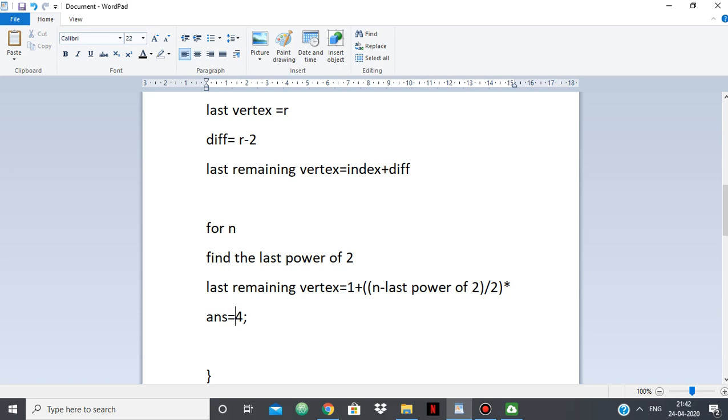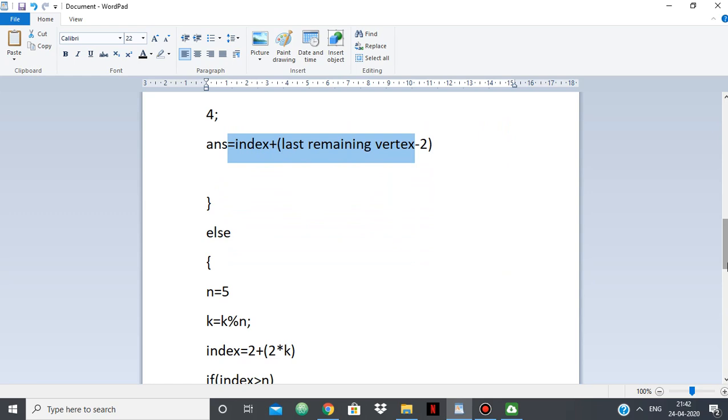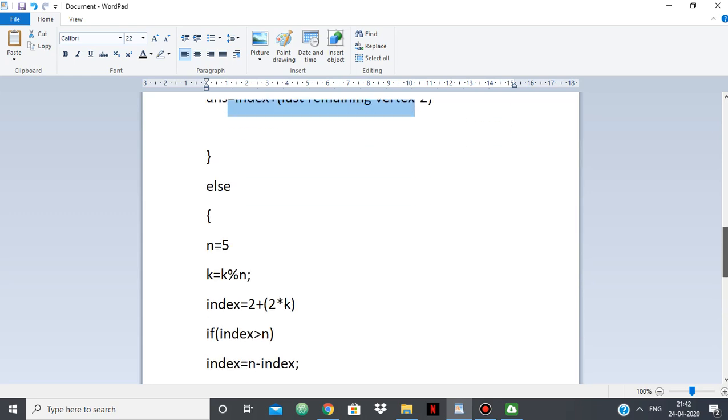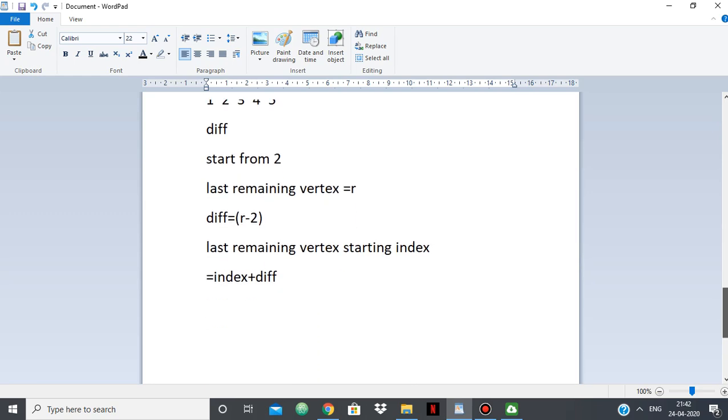Then the answer is equal to index plus the last remaining vertex minus 2. The difference, as I said, will be common. And make sure that the answer is between 1 and n. If it is more than n, just circle it back using modulo or something. So this is for the even, and I'll show you my code also.